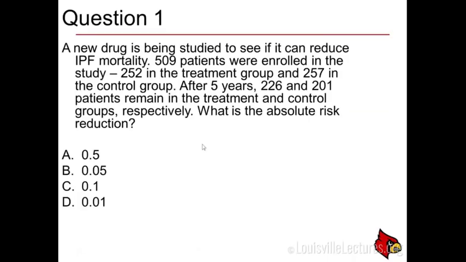All right, so here's our first question. You have a new drug, and it's being studied to see if it can reduce IPF mortality, and 509 patients are enrolled. 252 in the treatment group and 257 in the control group. You're likely going to have to write some things down to do some arithmetic. And after 5 years, 226 remain in the treatment group and 201 remain in the control group. So what is the absolute risk reduction?